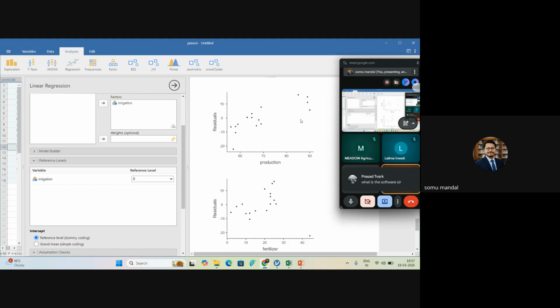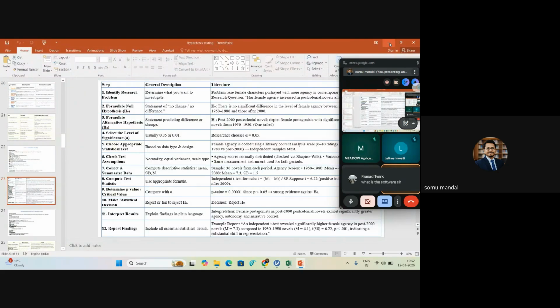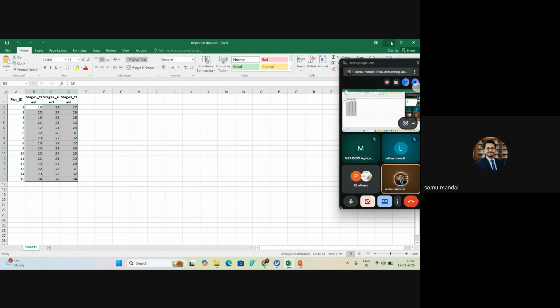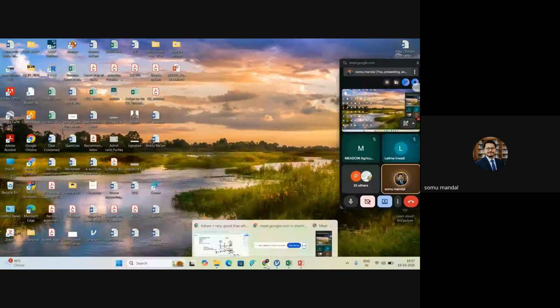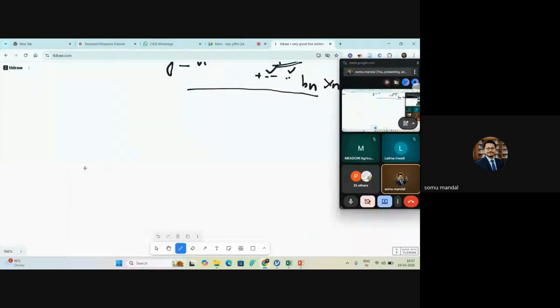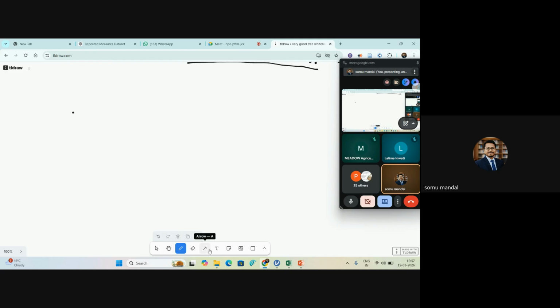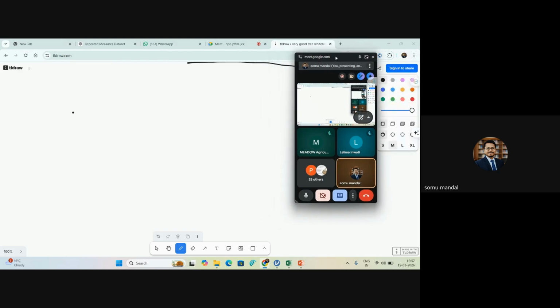Different kinds of regression analysis, based on what? Based on the dependent variables. Suppose your dependent variable is in a binary form.